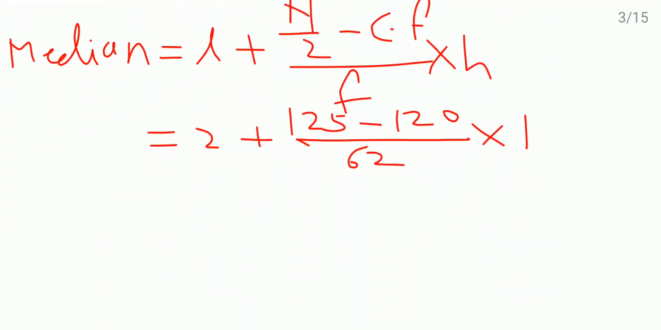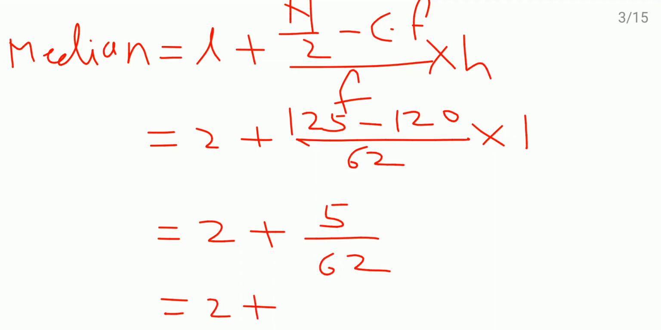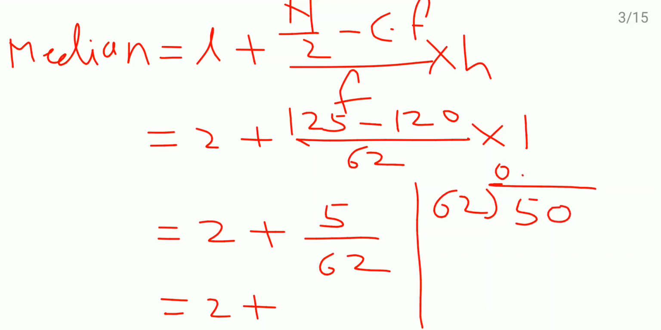We'll do the calculation now. 2 as it is. 125 minus 120 is 5. 5 by 62, which is equal to 2 plus 5 by 62. Now we need to do 5 by 62. We'll do the division here, I'll show you. 5 by 62. This is 0. Now decimal place. Still this 50 is smaller than 62, so we'll divide it by 0. So one more 0 we got here.